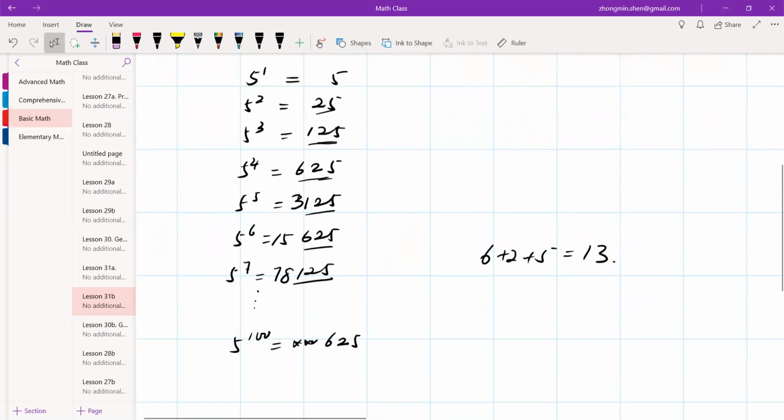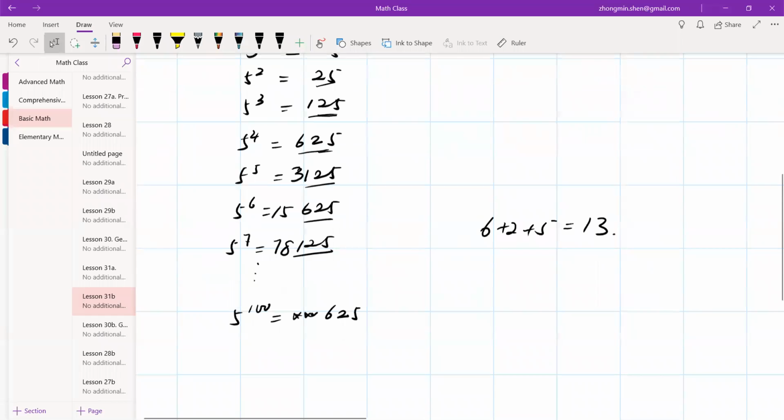So the pattern shows that the last 3 digits will be 6 to 5, then you add them together. Okay. So there are some other problems. You have to find the last digit.